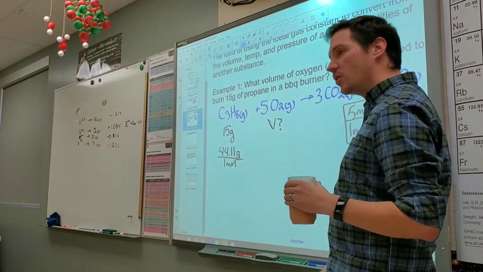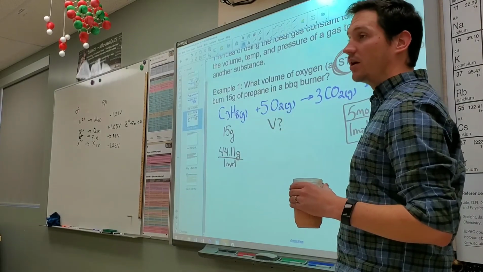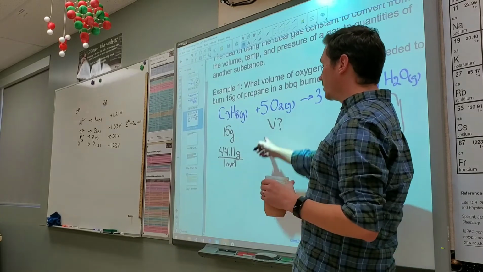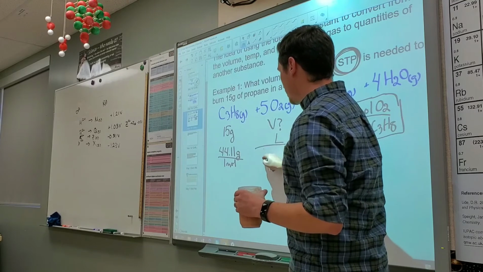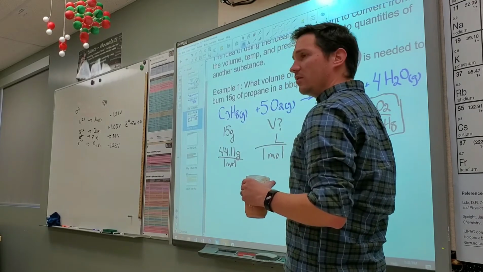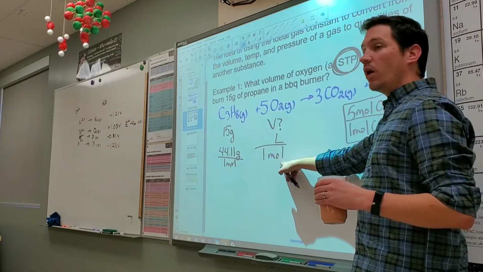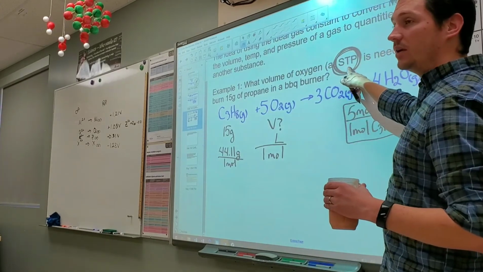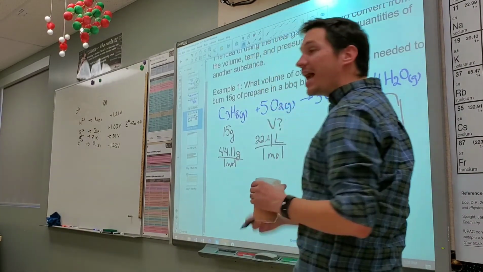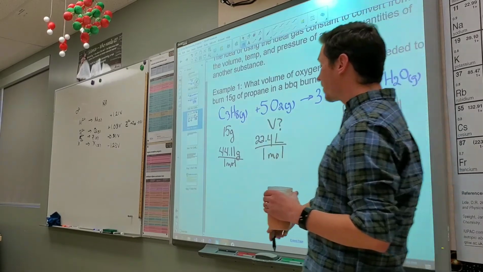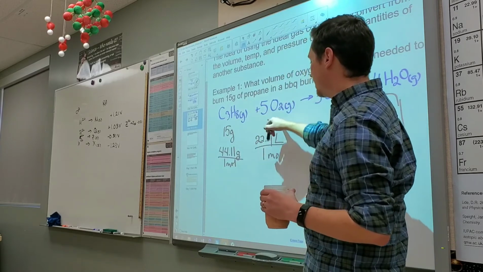Yes, okay. Sorry. I thought when I hear moles per liter, I mean molar concentration. But it's not moles per liter here, it's liters per mole, right? For gases, how many liters does 1 mole of gas occupy at STP? 22.4. Good. 22.4 liters. So now, is it possible for us to go grams to moles to liters?